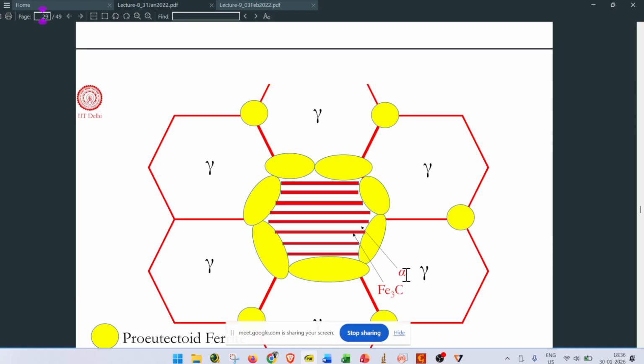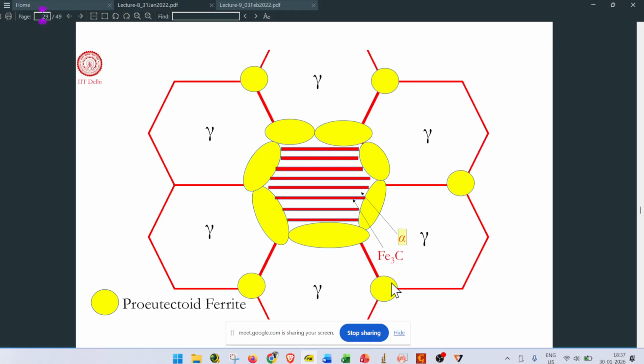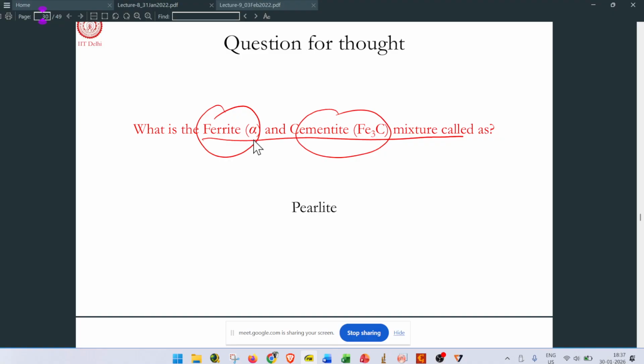The gamma region will segregate into two phases: one is Fe3C and one is alpha, in a banded kind of structure. It is also alpha phase, ferrite phase, but covered with cementite phase in a laminar structure. This is called the pearlite phase. In the pure case it is entirely alpha phase, but here we see alpha plus Fe3C. Alpha plus Fe3C is called pearlite.